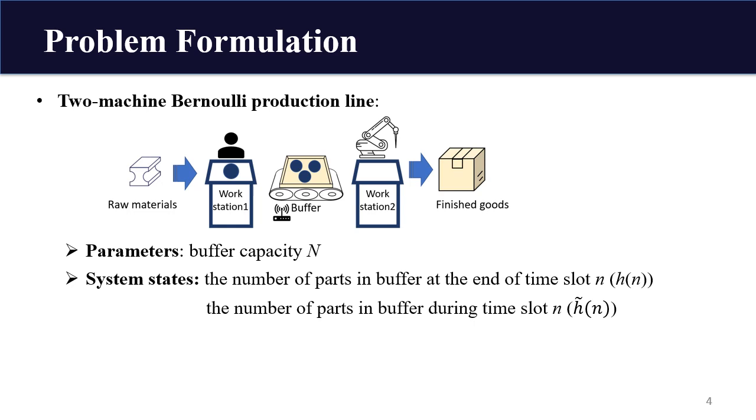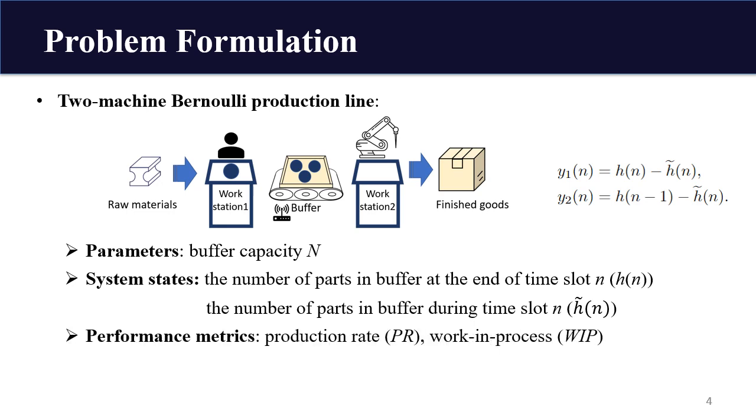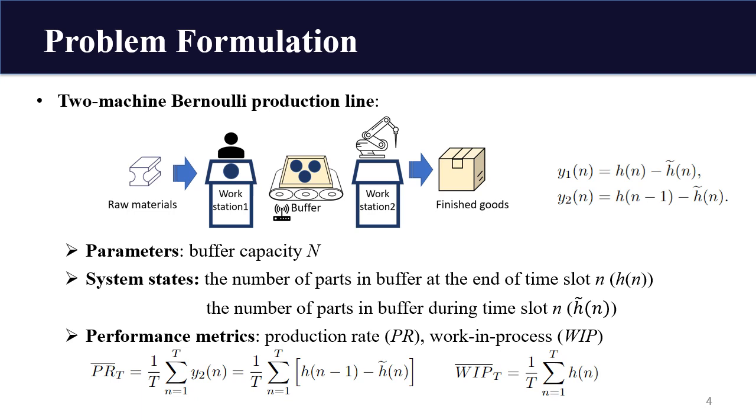Based on Hn tilde and Hn, it's possible to deduce the parts flow on the workstations. Let Yn denote the number of parts processed by workstation during time slot n. Then we can get this function. Obviously, Yn should be 0 or 1. In addition, we can also calculate the performance metrics of the production system based on the buffer occupancy, Hn tilde and Hn. The average production rate of the system and the average working process of buffer can be calculated using the following functions.